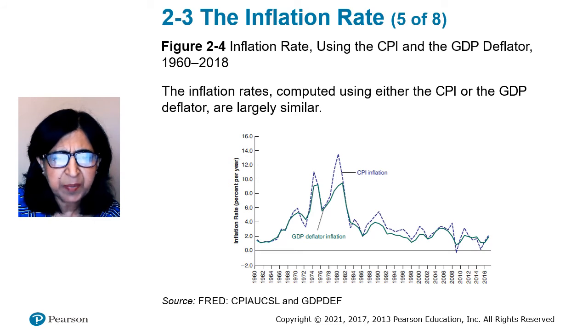The curve for CPI inflation rises from 1.8 in 1960 up to 14.0 in 1980 and ends at 2.0 in 2016. The curve for GDP deflator inflation rises from 1.8 in 1960 up to 9.0 in 1981 and ends at 1.0 in 2016. The inflation rates computed using either the CPI or the GDP deflator are largely similar, as shown in Figure 2-4.